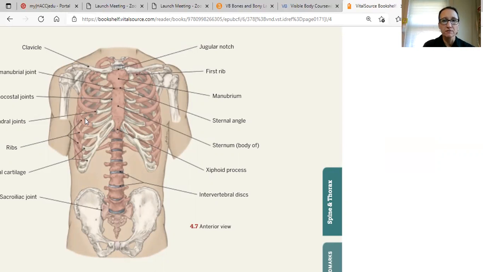So we have all these lovely ribs here. And you notice that they don't attach directly to the sternum bone to bone. They attach to cartilage and then to bone.